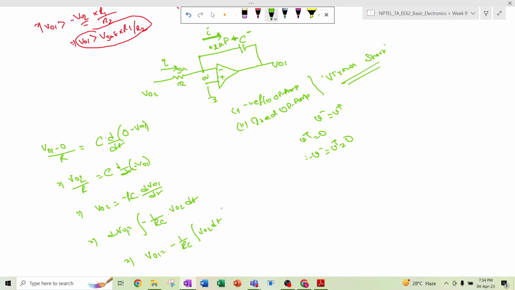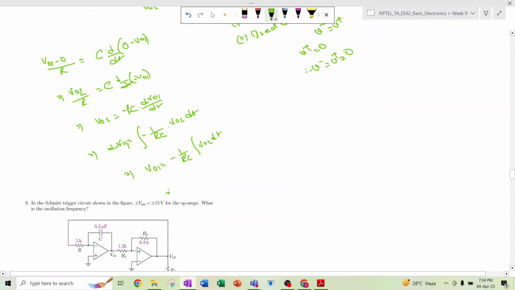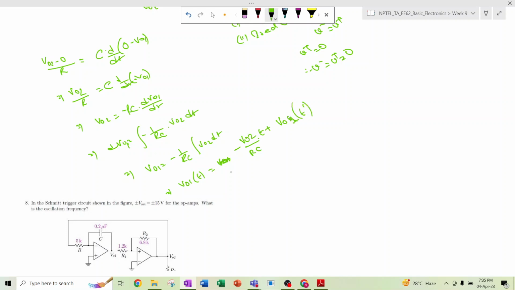So that means VO1 of t is equal to, if we integrate, minus VO2, which is a constant fixed value because VO2 either goes to plus Vsat or minus Vsat. So it is minus VO2 divided by RC times t, plus the initial value. I am considering the initial value as V1 at t dash. So this is the equation of VO1.